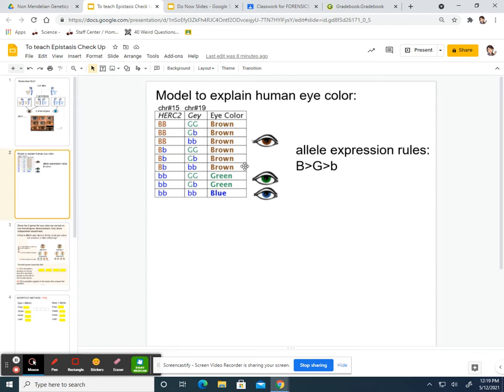Some rules when looking at this chart, because I don't expect you to memorize these genotypes and phenotypes, I expect you to look back at this chart and use it: the big B is going to be dominant to big G. So the big B is going to mask any appearance of the big G or the little b. The big G is going to be dominant to the little b, and that little b is the most recessive allele. So you'll see that in the blue phenotype, the only genotype that results in that is being homozygous recessive for both of these genes: little b, little b, little b, little b.